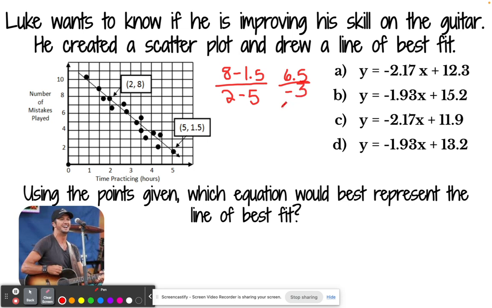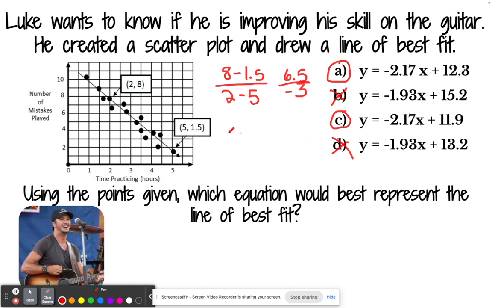Can I simplify this? Yeah, I might need a calculator for that. 6.5 divided by 3 is 2.17. So it's either going to be this one or this one, which those were the two I already looked at. So that's a good clue. So now I probably need to use my point slope form to figure out my y-intercept. Let's start with, I'm going to use this one because I like whole numbers.